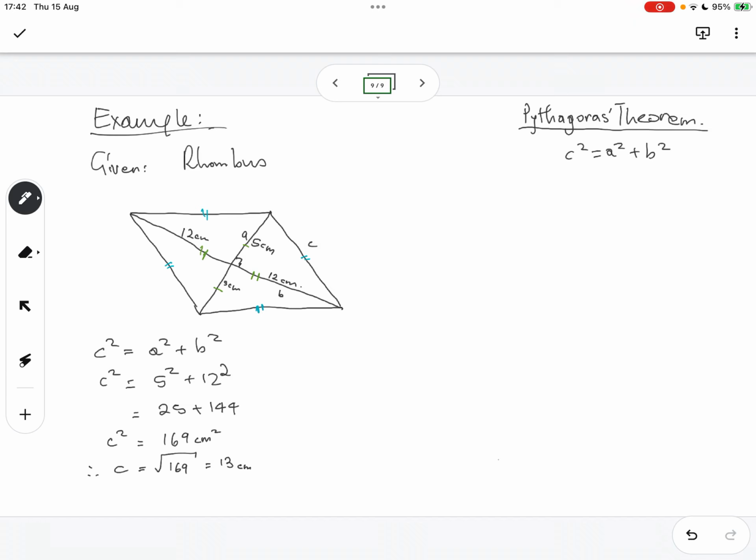So now to get the perimeter would be 4 times the length c, which is 4 times 13 centimeters, which is 40 plus 12, 52 centimeters. So the distance that would be traveled all around the perimeter would be 52 centimeters. And then now to get the height, how do we get the height?